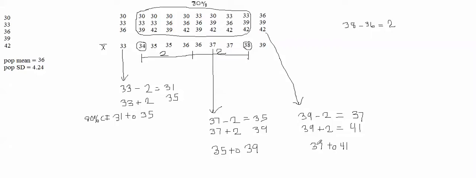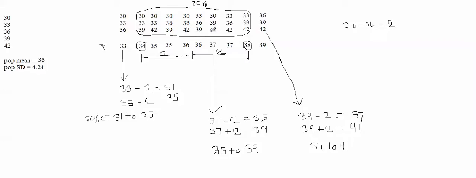Now the next 3 questions ask, did the confidence interval you created with sample 1 include the population mean? This 80% confidence interval did not include the population mean of 36. 36 is above 35. So whenever you use a sample below the middle 80% and you create an 80% confidence interval with it, the confidence interval does not include the population mean.